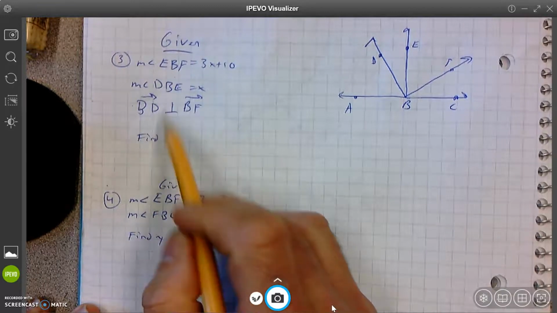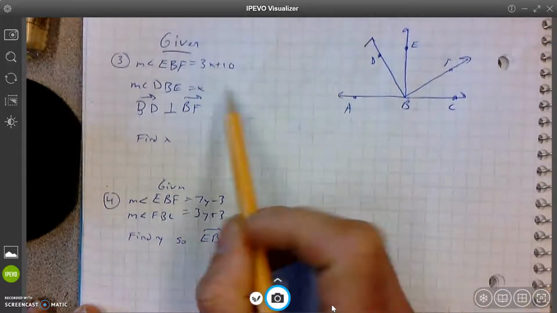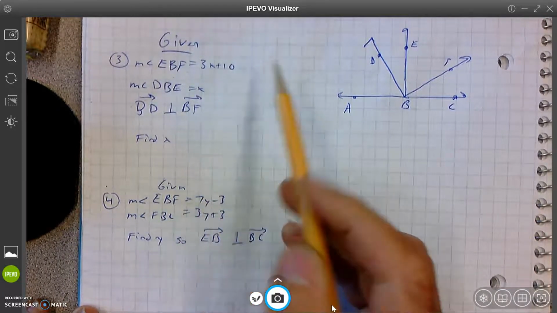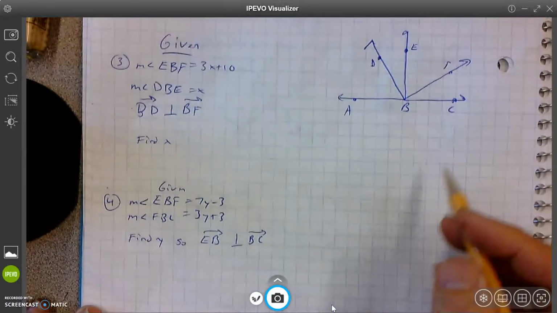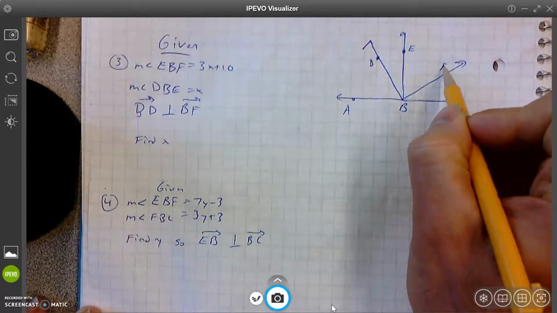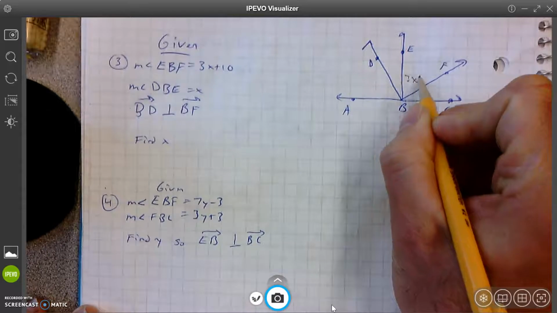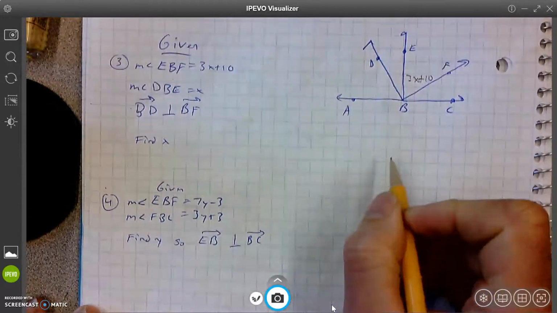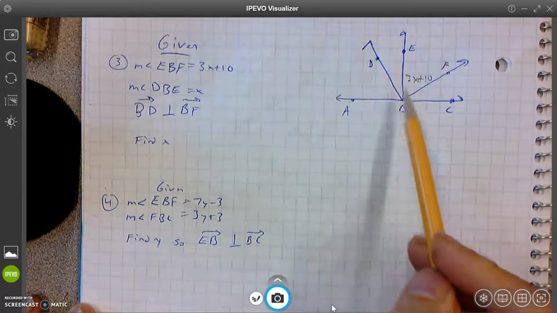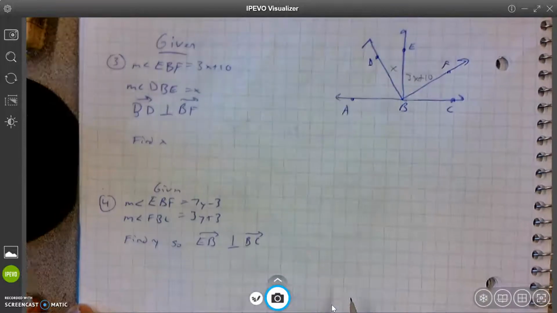So this is all the stuff that's in number 3. I wrote it all down. I didn't write it down horizontally. I wrote it down vertically to help myself. So it says the measure of EBF is 3x plus 10. So EBF, this is F, right? EBF is 3x plus 10 degrees. So add it to your picture. DBE is x. Okay.